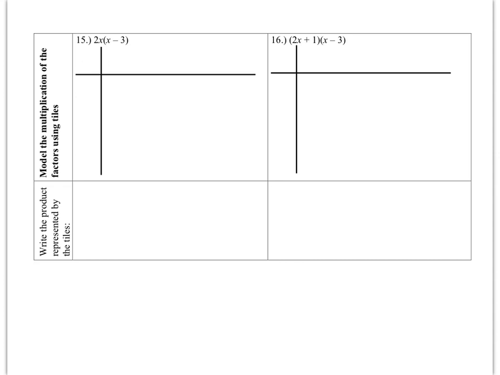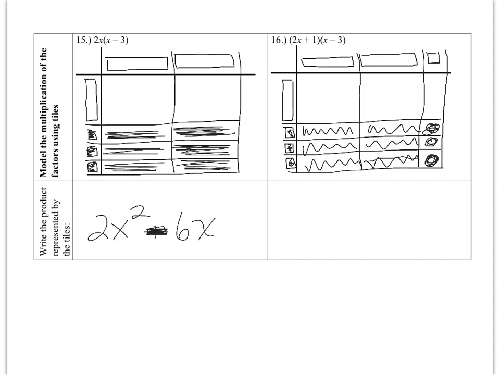All right, now take a moment to try 15 and 16 on your own. Stop the video while you're doing it and then tune back in for the answer. So here's the answer to number 15. This one's pretty straightforward because it's a monomial by a binomial.